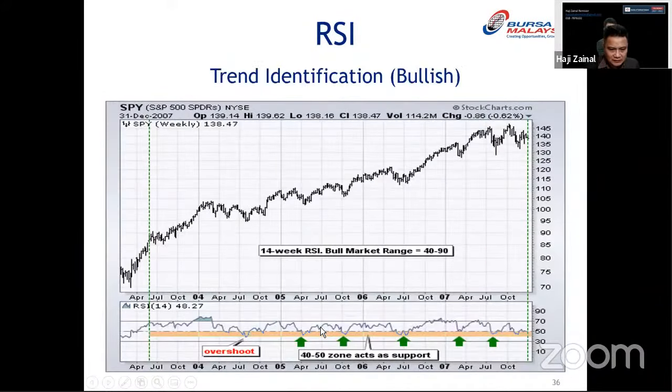Okay, another one is the trend indicator. This is how to use the RSI, because RSI is very popular. I repeat again. One is the divergence. Second is failure swing. The third is whether it is bullish or bearish. Usually we use between 40 and 50. We make a band like this, 40 and 50, as an area of support. Above 50 is bullish, below 50 is bearish.